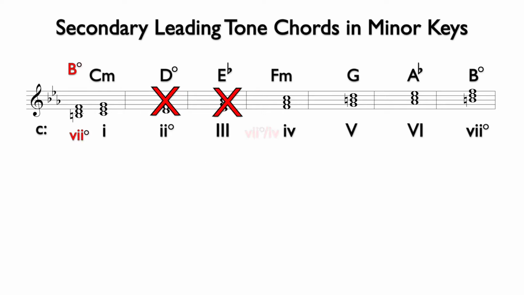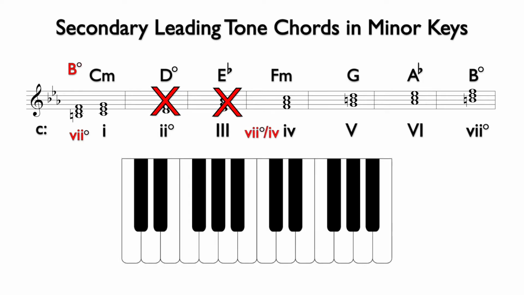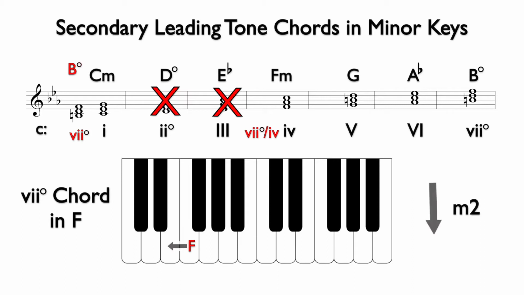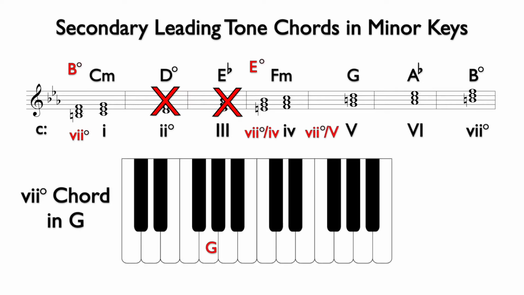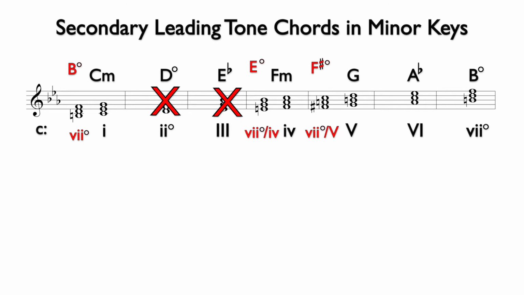Next, we will find 7 diminished of 4. We find the 7 diminished chord in F, which is the interval of a minor second below F, and the notes are E, G, and B flat. Next, we will find 7 diminished of 5. We find the 7 diminished chord in G, which is the interval of a minor second below G. This is F sharp diminished, and the notes are F sharp, A, and C.